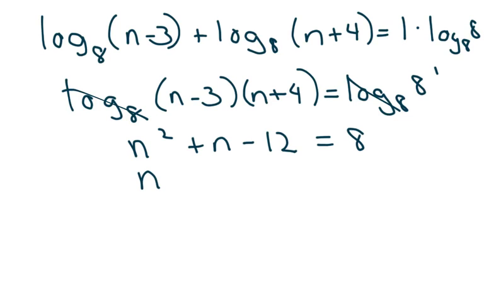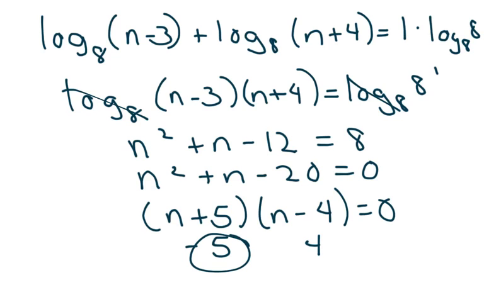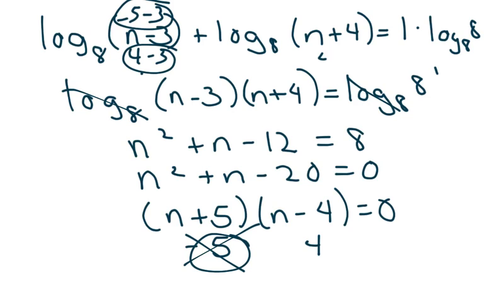I'm going to subtract the 8. I'm going to factor. So we have n equals negative 5 and n equals 4. Now do both of them work? If you plug in negative 5 here, we have negative 5 minus 3. That's negative 8. Clearly it doesn't work. If you plug in 4, that works because that gives you a positive number. Plug in 4 here, that works because that's positive. So we only take the 4.